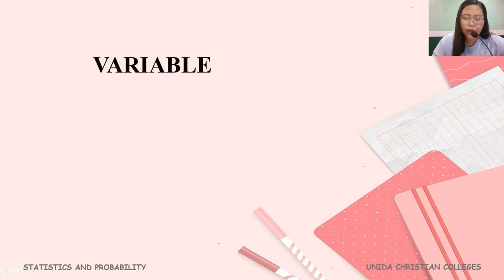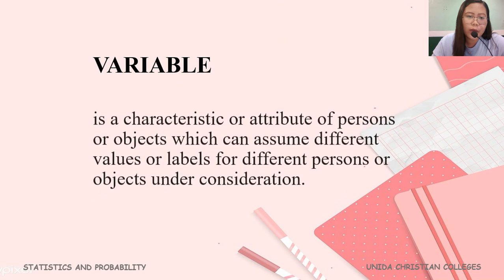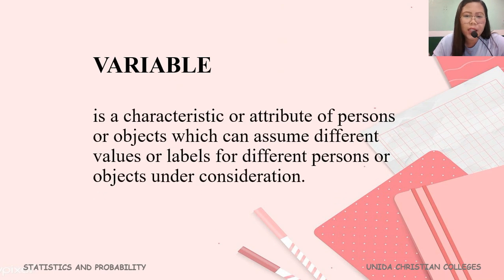Next, let's have another term. Under the statistics, we have the variable. So when we say variable, it is a characteristic or attribute of persons or objects which can assume different values or labels for different persons or objects under consideration.